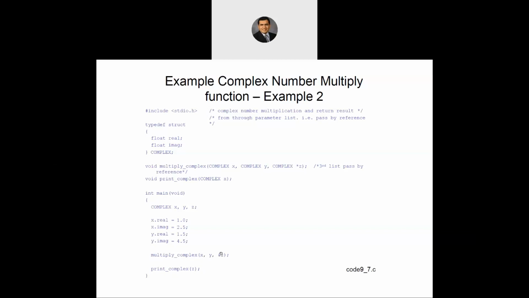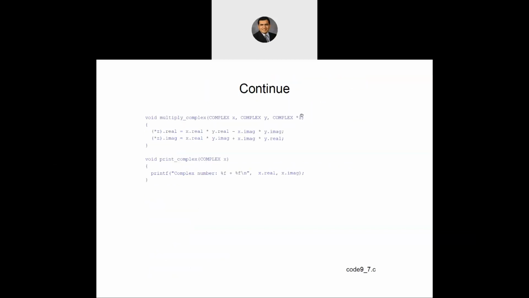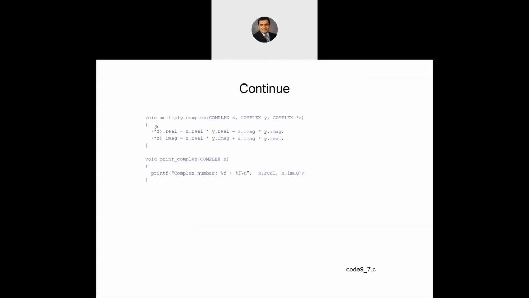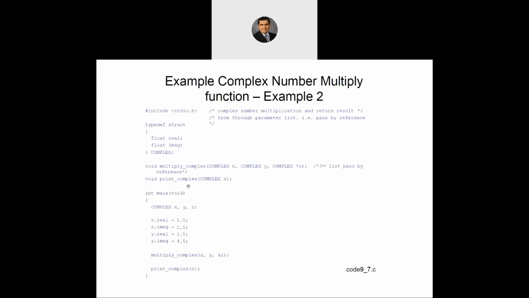That means send the address of the z variable to multiply complex, to the third argument. So it goes over here and passes it to the third argument. So this is going to be call by value, value, call by reference. Okay, so the value will be changed. So this is the only difference.